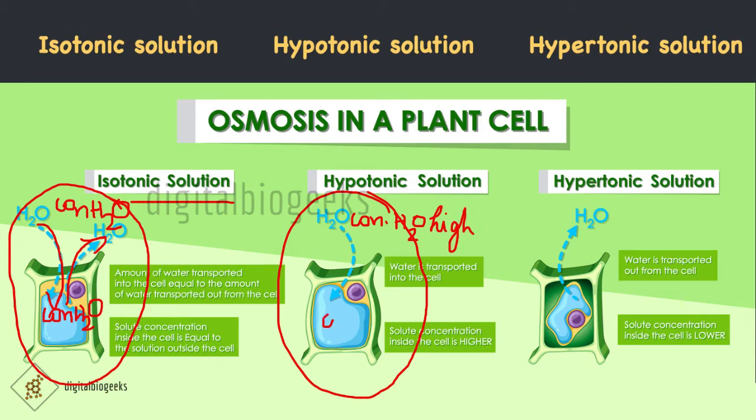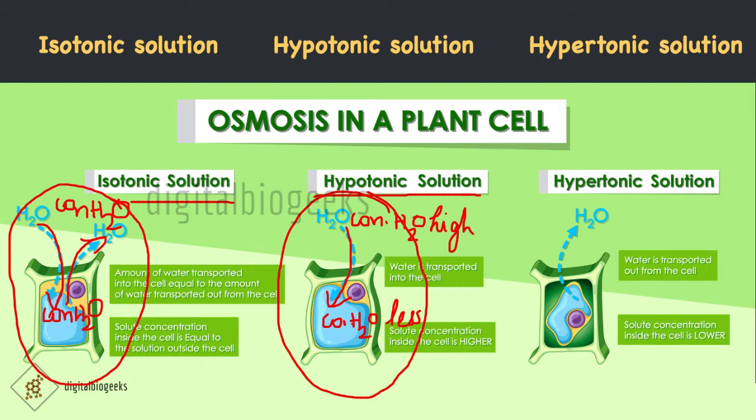In the diluted sugar solution, the concentration of water is high compared to the concentration of water inside the cell. The concentration of water inside the cell is less. As a result, the water molecules will enter into the cell from a high concentrated region to a low concentrated region. As a result, the cell swells up. The cell gains water as a result of osmosis, and such kind of solution is called hypotonic solution, where the concentration of water is higher than the cell.